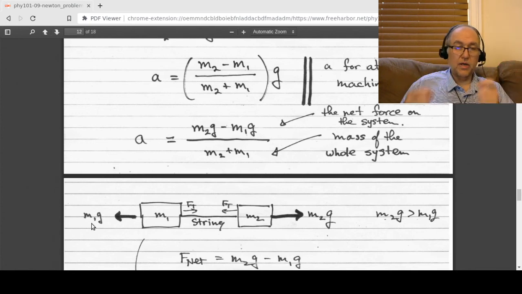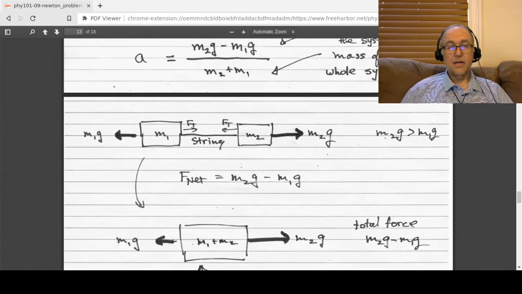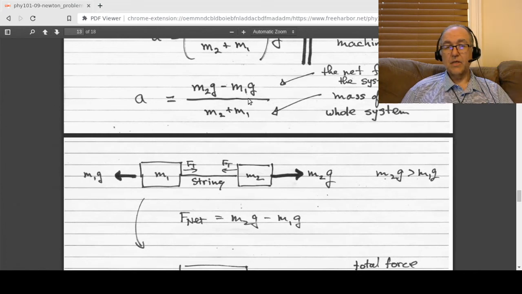That's kind of like they're competing against one another. So if we just put them along a line, you've got M2G pulling to the right and M1G pulling to the left. And M2G is bigger than M1G. And so there's a net force, which is basically M2G minus M1G. And remember what Newton's second law says: A is equal to the net force divided by the mass. The weight of M2 is competing against the weight of M1, so they tend to subtract to give you your net force. And then what does Newton's second law say?